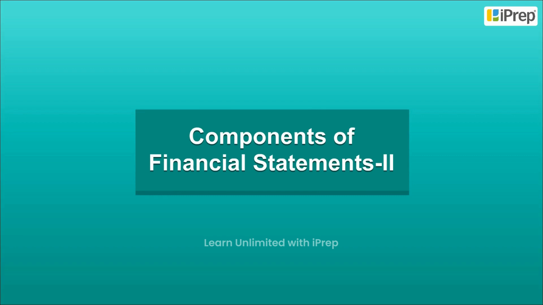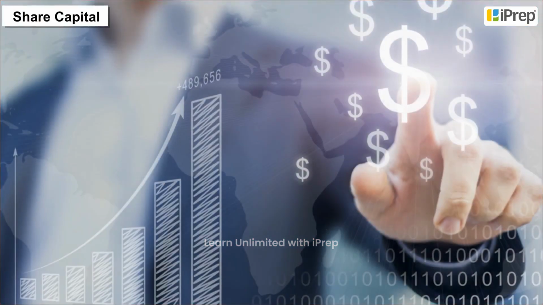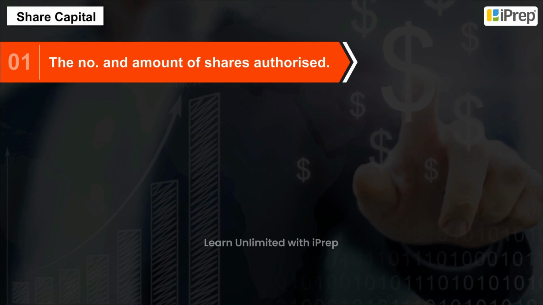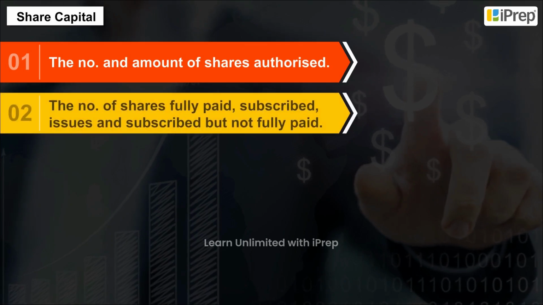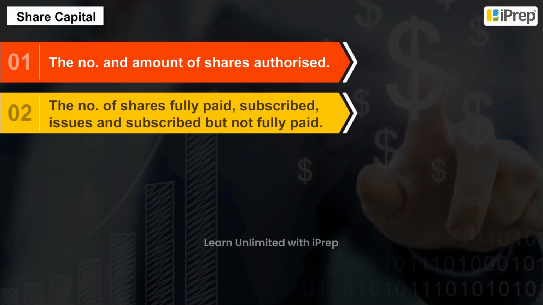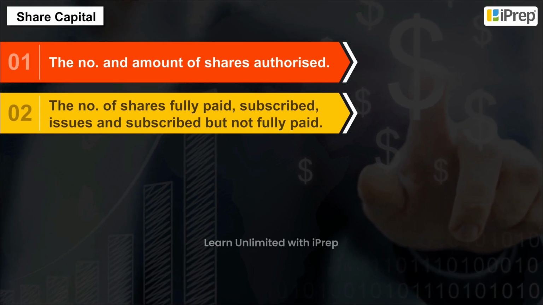Components of Financial Statements Part 2. For each class of share capital: 1. The number and amount of shares authorized. 2. The number of shares fully paid, subscribed, issued and subscribed but not fully paid.